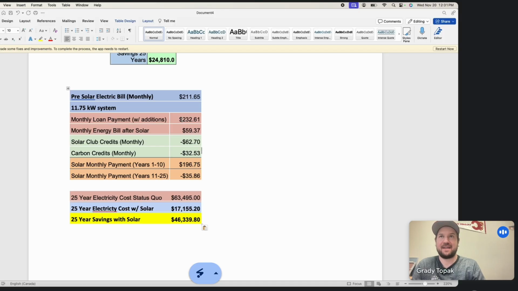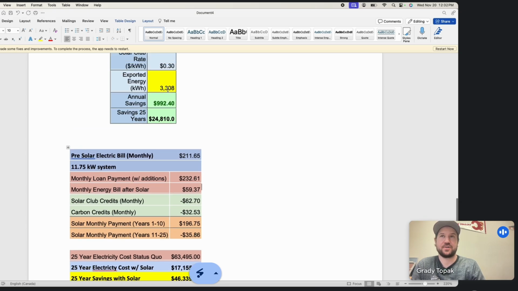Now, when we look at with solar, based off that cost that we looked at, if I add the GST, my monthly loan payment with the interest-free loan is going to be about $232.61. Now, we looked at what my average bill would be after solar of about $59.37. But again, that didn't factor in the Solar Club credits and the carbon credits that I can take advantage of.